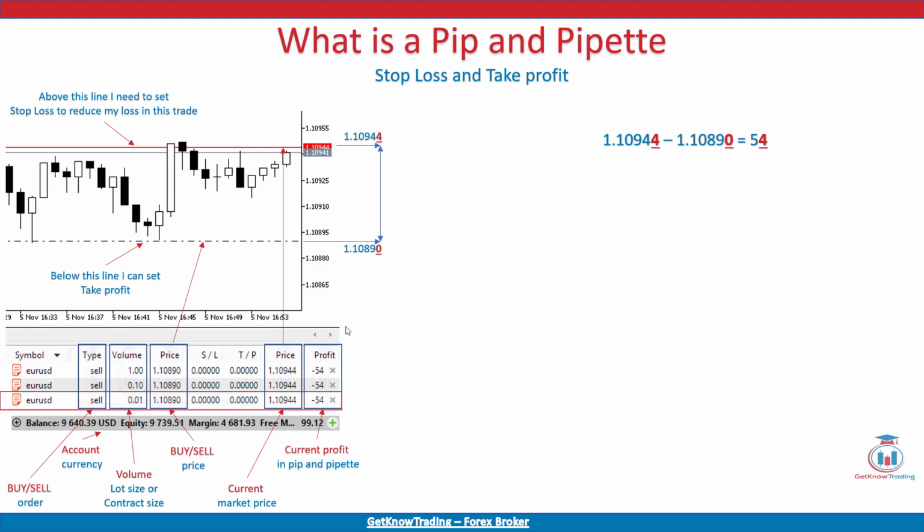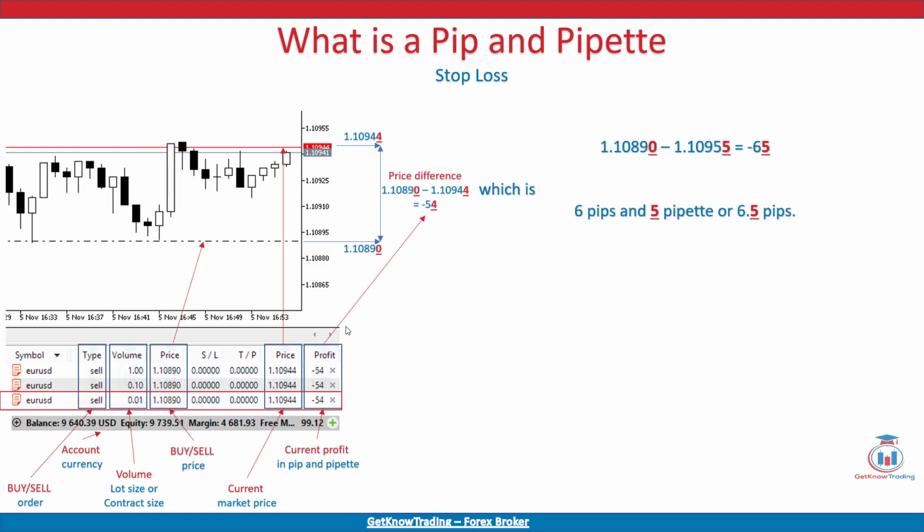Those small pipettes will not be so important to you. Here is an explanation of what you need to do in order to set a stop loss and take profit when you have a trading pair price shown with 5 decimal places. That means you have a trading pair price shown with pipettes. In our example from the chart, we have a change in the price from 1.10890 minus 1.10944 and the difference is 54. We have a difference of 5 pips and 4 pipettes.